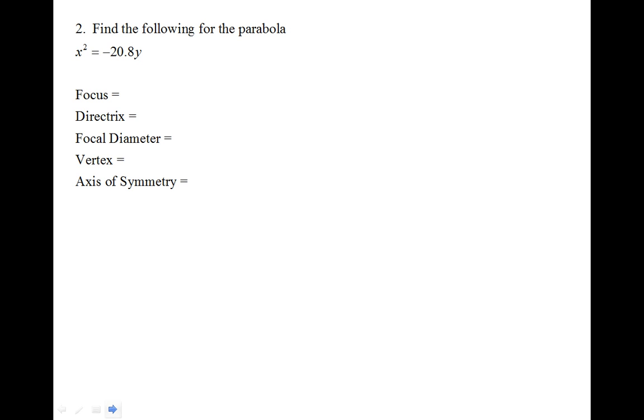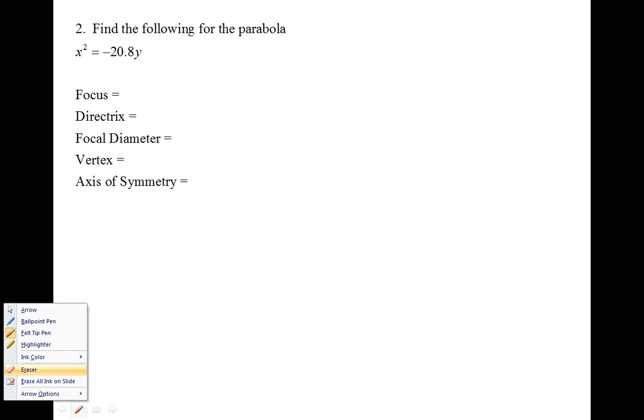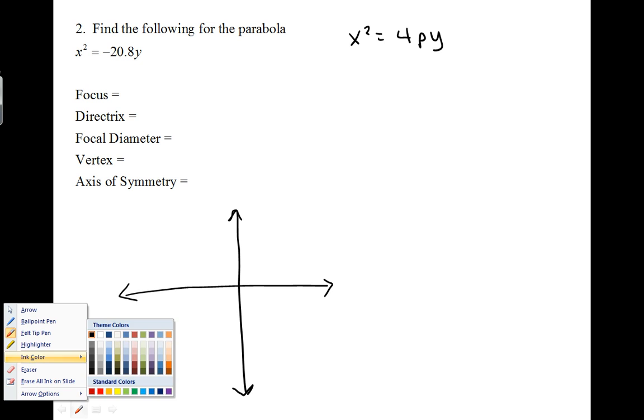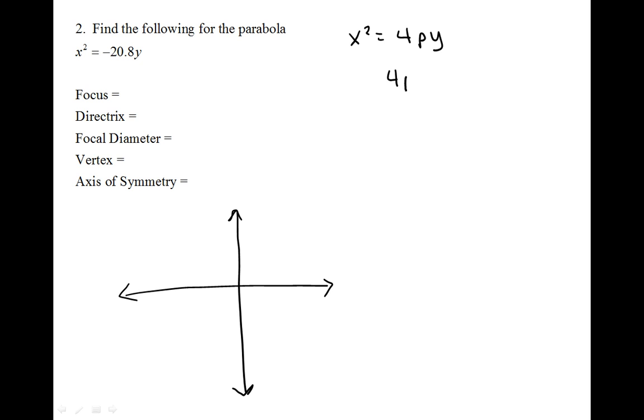Okay. Now notice on this one, we have x squared equals negative 20.8. So this is going to be a parabola that's opening down. So we still have x squared equals 4py. That would mean that 4p equals negative 20.8. So divide both sides by 4. So that means p is equal to negative 5.2. So that's where your focus is at, negative 5.2.